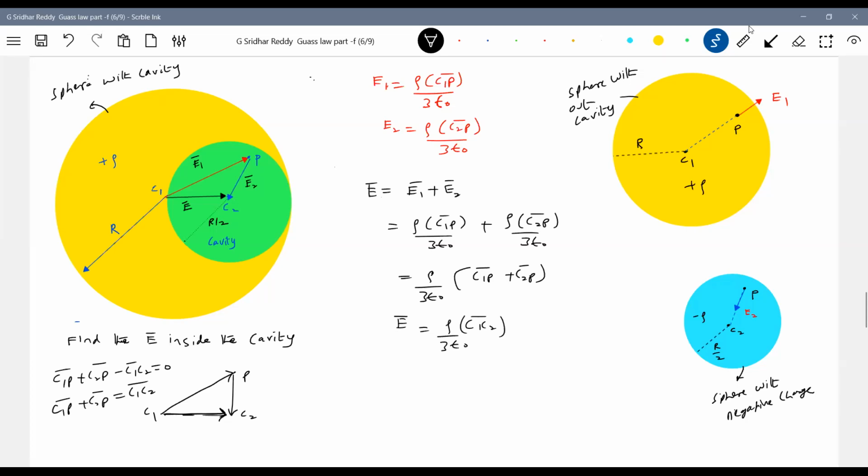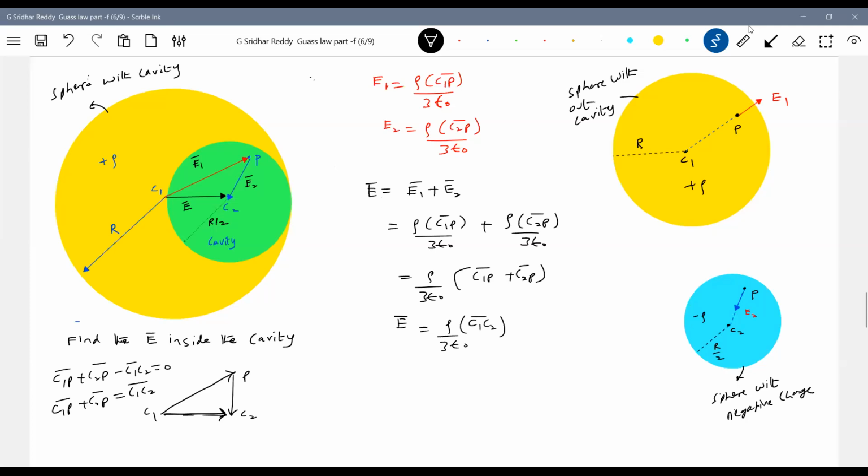So what is C1 C2? The distance between the center of the sphere and the center of the cavity, directly in vector form, is what I wrote. And how much is C1 C2? We know it is equal to R by 2. Look at C1 C2 now. Is it constant? So what happened? This field will be uniform.